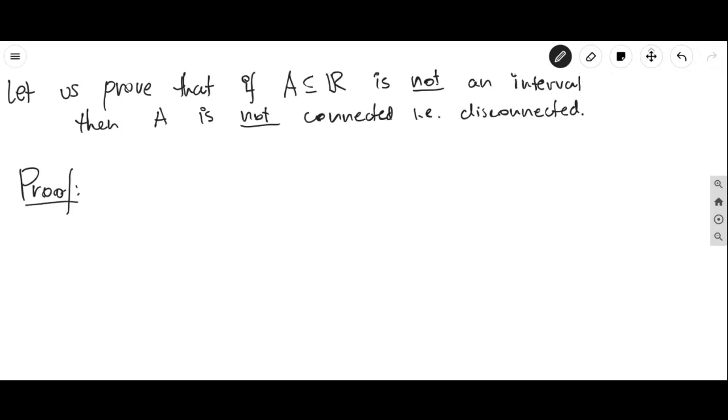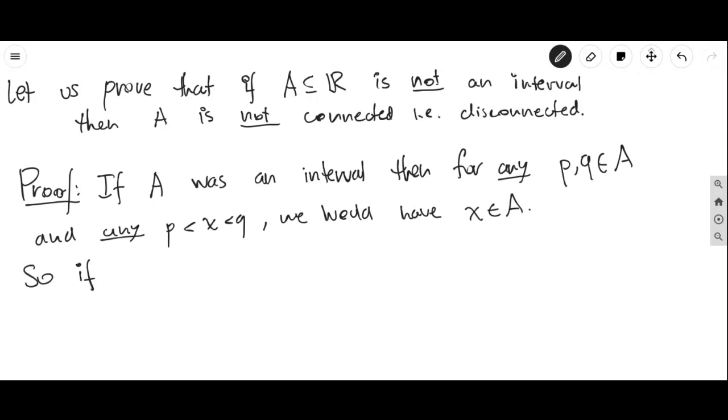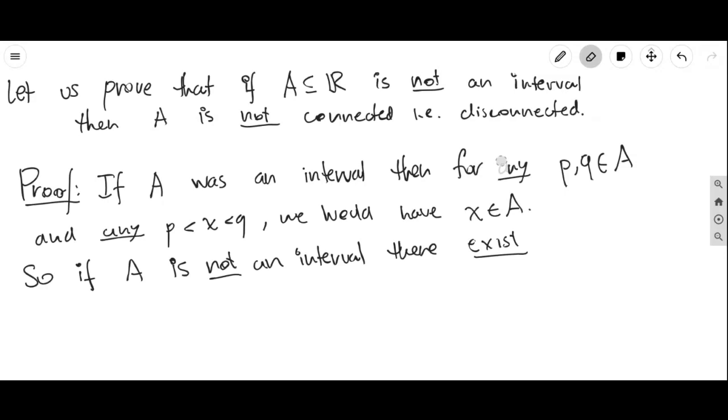So here's the way the proof is going to go. Proof. If A was an interval, then for any two points P and Q in A, and any X between P and Q, we would have that X is an element of A. So if A is not an interval, you kind of negate this. If it's not an interval, then there exist two exceptional points P and Q.